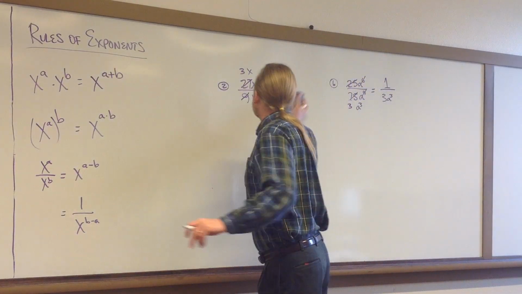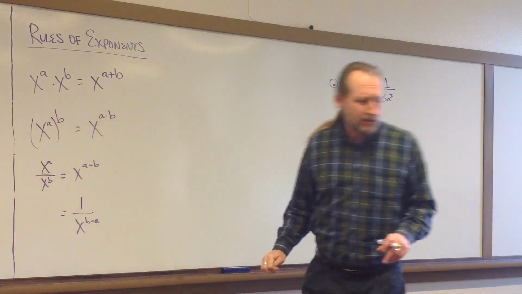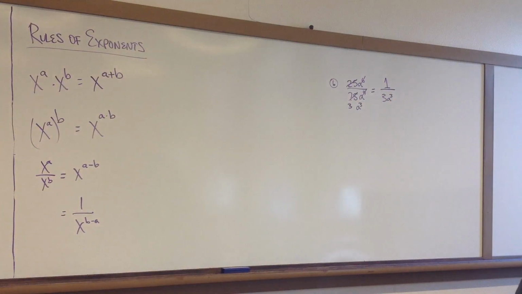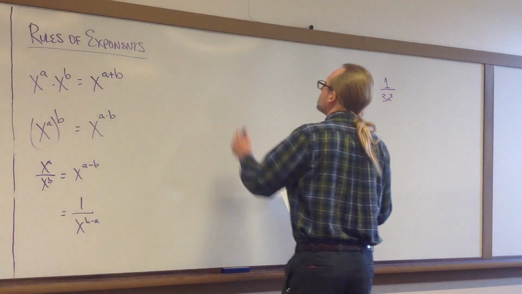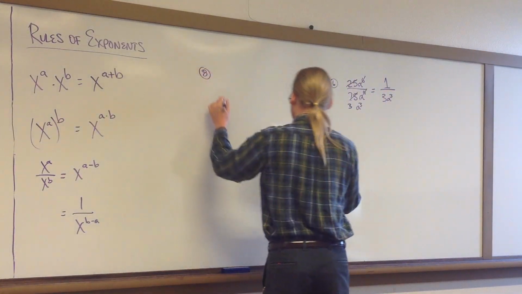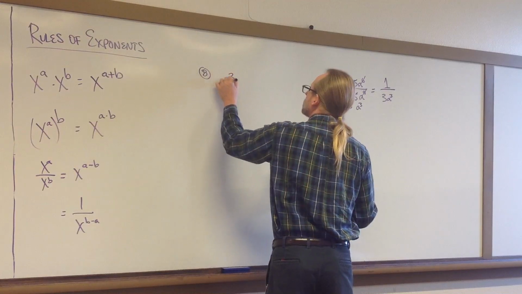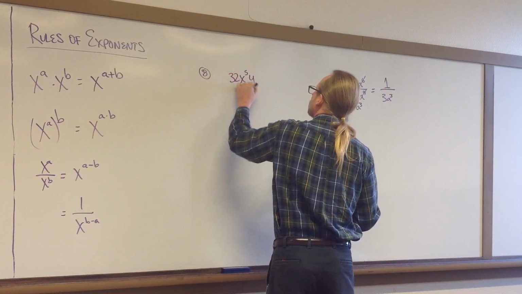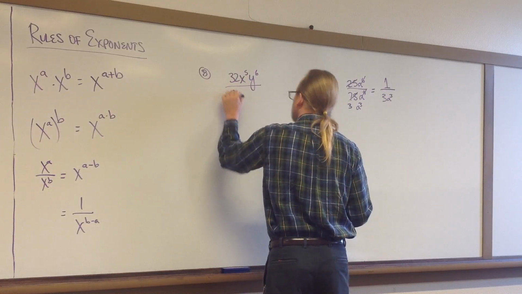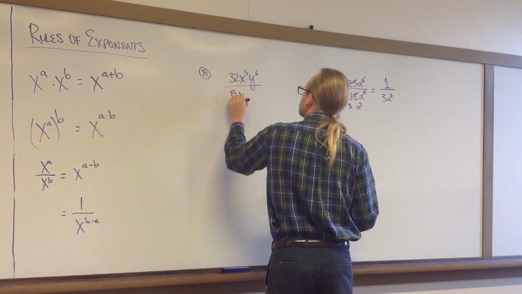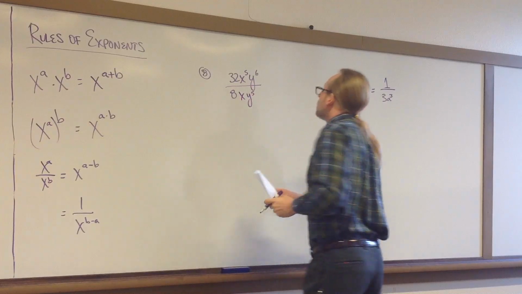Okay, let's keep looking at these. Problem 8. 32x to the fifth y to the sixth over 8xy to the fifth. Okay.